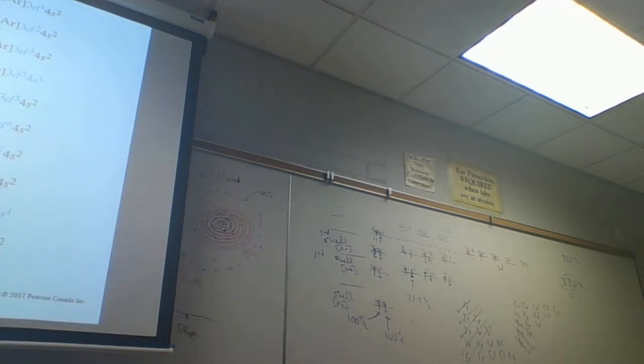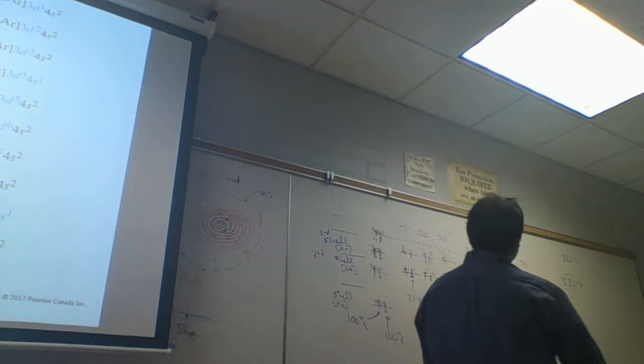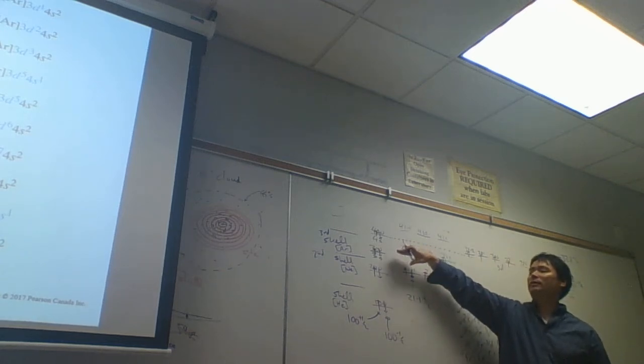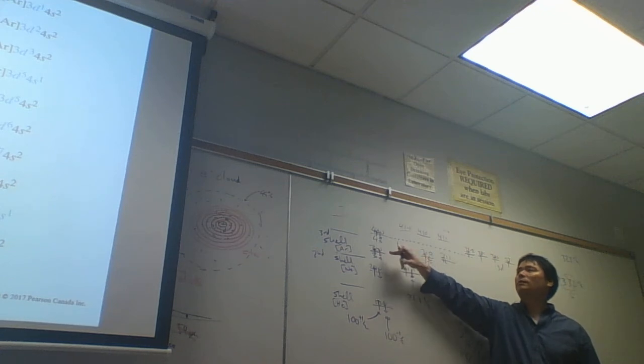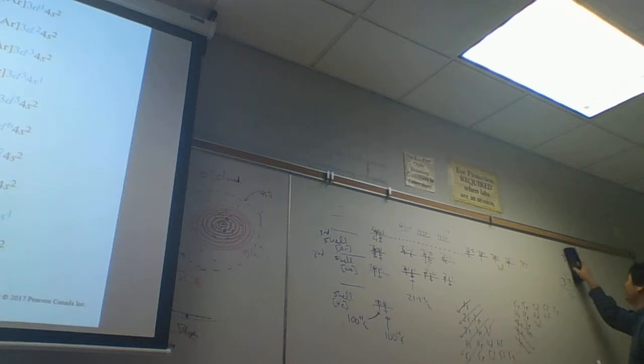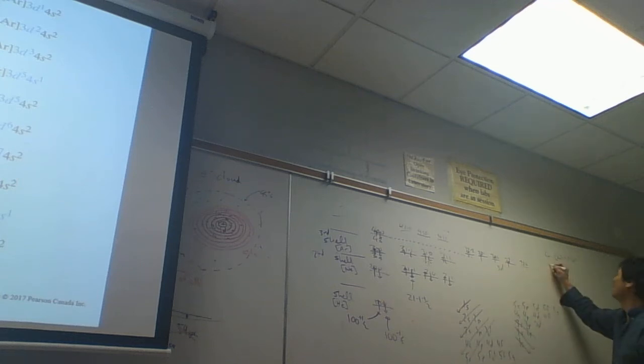After vanadium comes chromium. But something funny happens with chromium. Chromium should be this. We fill up all the way to here, which is the same as argon. We get 4s2, 3d4. And so chromium should be argon, 4s2, 3d4. But why did they write this like this? Argon, 3d4, 4s2.